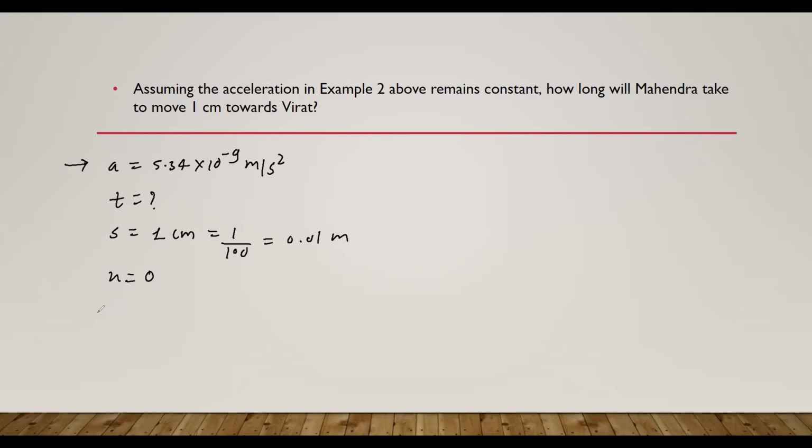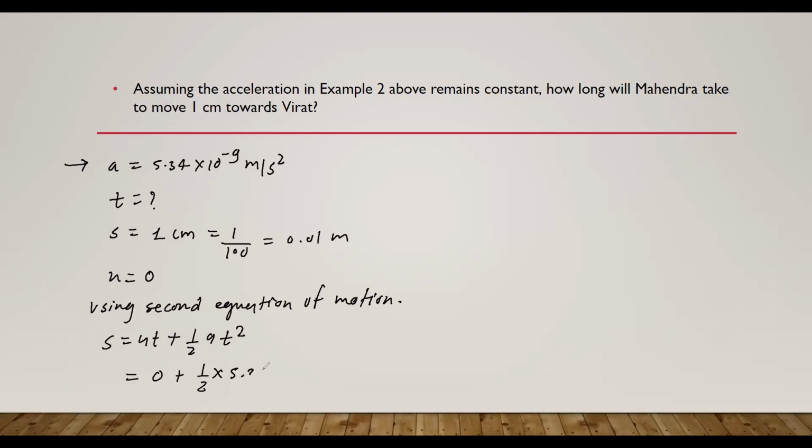Second equation of motion: S is equal to ut plus half a t square. So it will be 0 plus half into a is 5.34 into 10 raised to, sorry, we need to find out not displacement, we need to find out the time. Okay, again we can use that formula, no issue, but first one is very simple. Okay, no problem. S is 0.01. So just do the calculation.